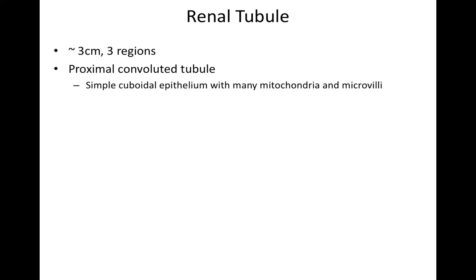So our capsule or corpuscle leads into the tubule. It's really, if you stretch it out, only about 3 centimeters, but has 3 different regions. The first region is the proximal convoluted tubule. It's going to consist of simple cuboidal epithelium with a whole lot of mitochondria and a whole lot of microvilli.